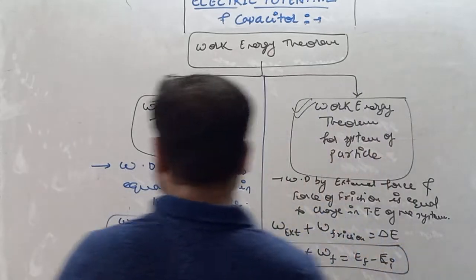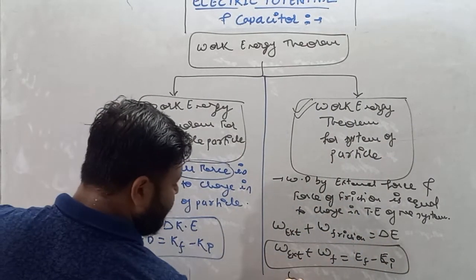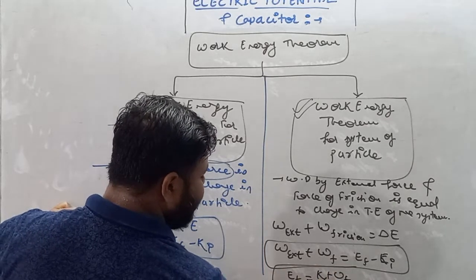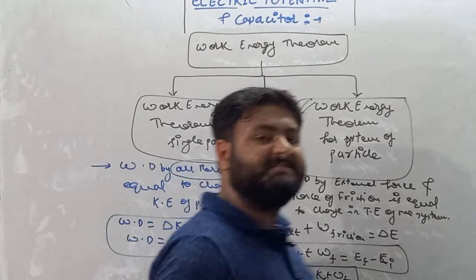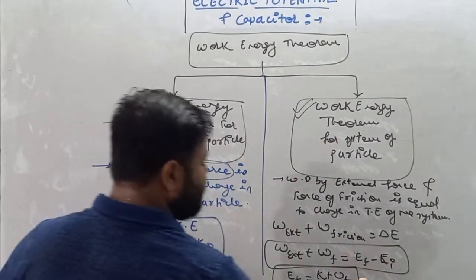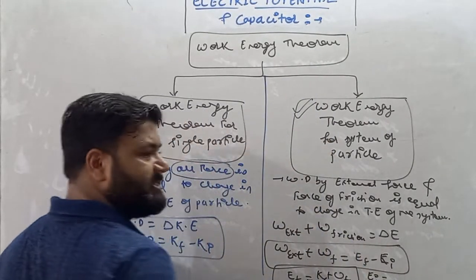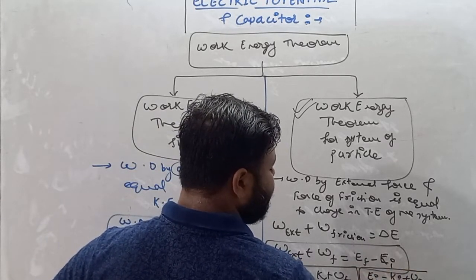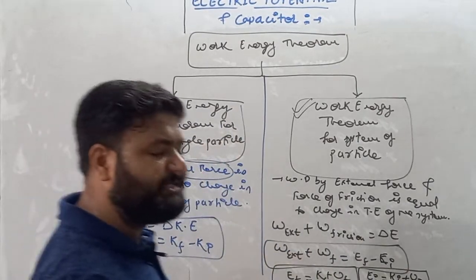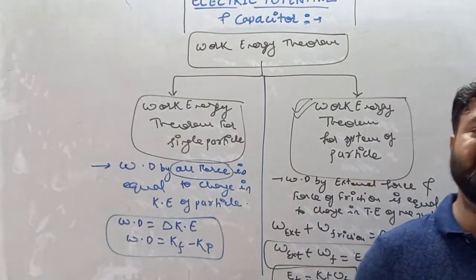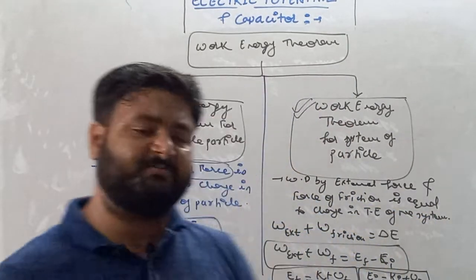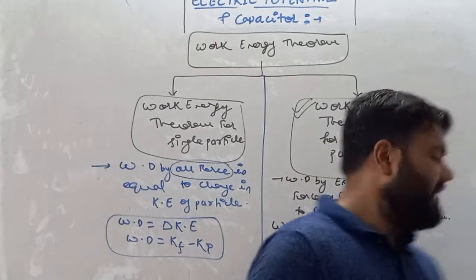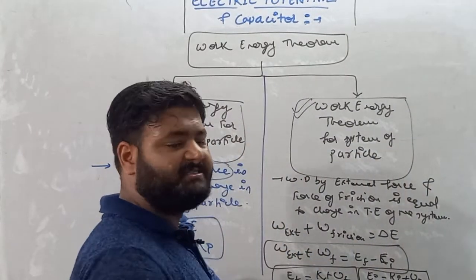And you have to know, my dear student, when we are talking about E final, it means K final plus U final, the final kinetic energy plus the final potential energy. Similarly, initial energy is equal to K initial plus U initial. K initial means initial kinetic energy of the system and U initial means initial potential energy of the system. K final means final kinetic energy of the system and U final means final potential energy of the system.